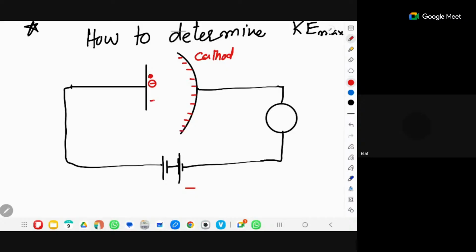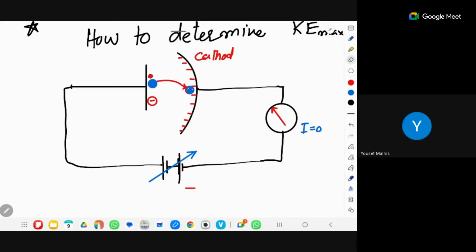So only that electron will be able to reach the collector which has very strong kinetic energy. Otherwise, all will be repelled, and the current will decrease and decrease. Finally, when the current is almost zero, the electron which is reaching here is the king electron, the most energetic electron. Why? Because you are making the voltage more and more reversed.